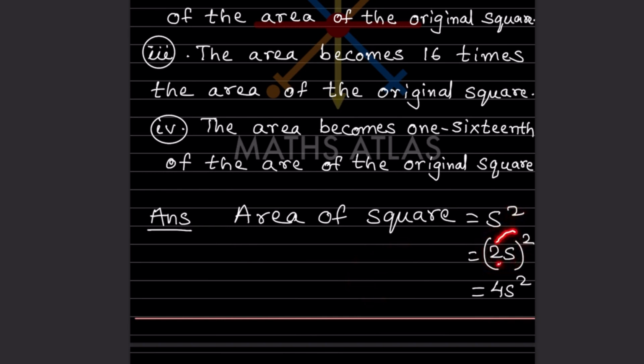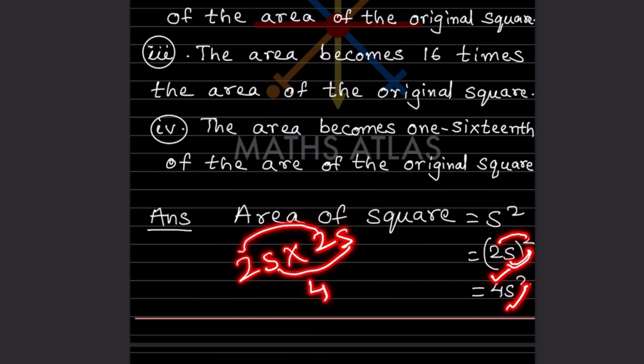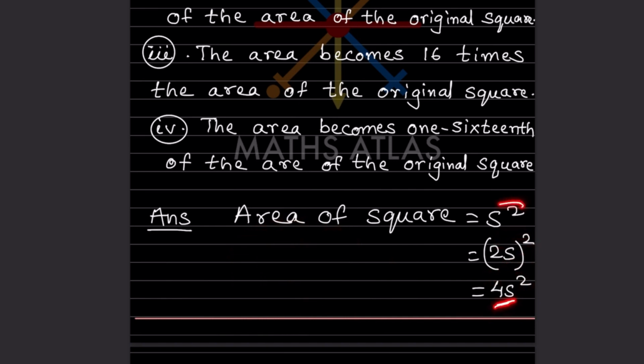This 2, you must have done in exponents. So this also should be multiplied, and this also should be multiplied. That is very important. So 2 times 2 is going to be 4, and this will be s square. Or you can write this 2 times. So now if you get confused over here, what is that going to be? 2 times 2 is going to be 4. S times s is going to be s square. So what happens here? Original was s square, and now we got 4s square.